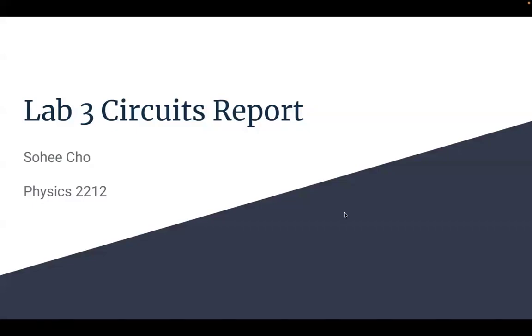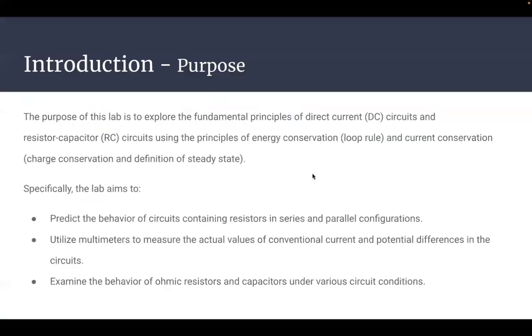This is a Lab 3 circuit report. The purpose of this lab is to explore the fundamental principles of direct current (DC) circuits and resistor-capacitor (RC) circuits using the principles of energy conservation and current conservation.